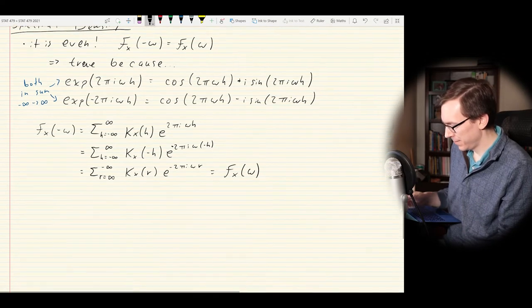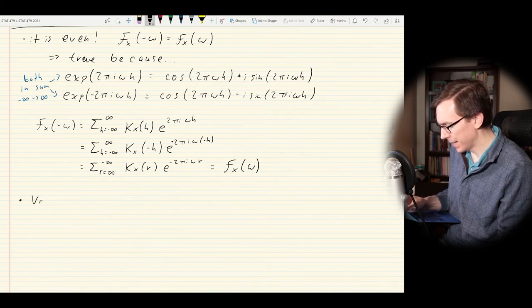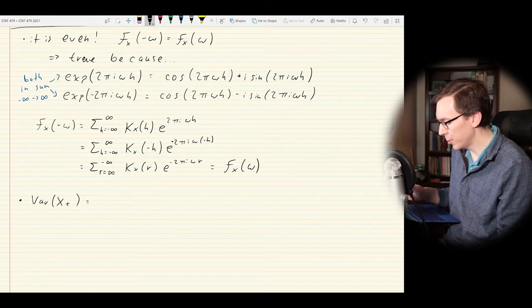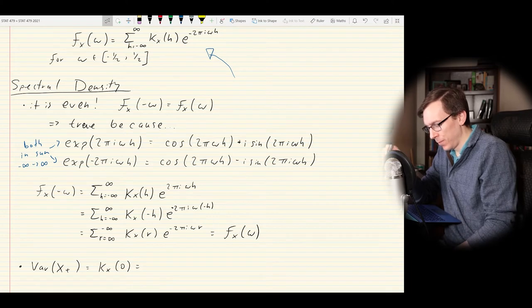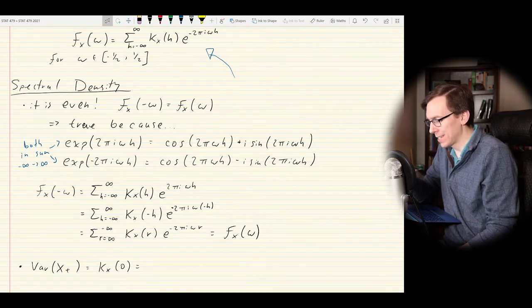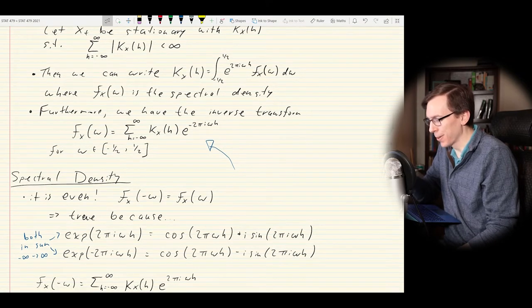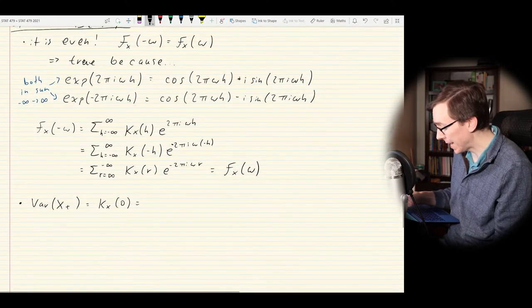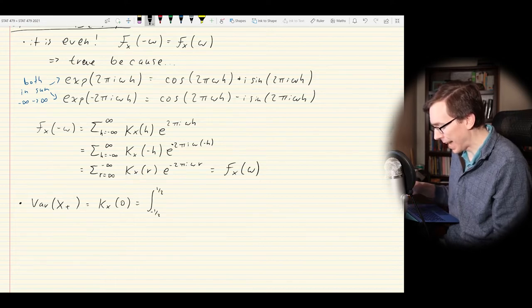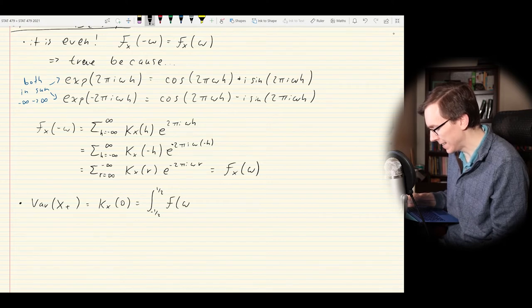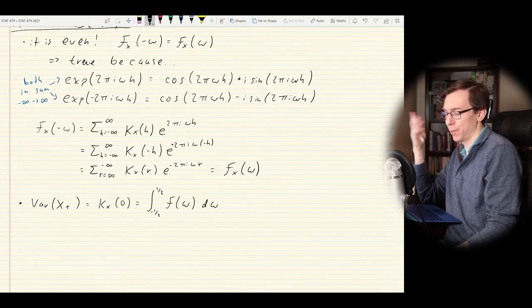Well, consider the fact that the variance of x_t is equal to what? It's equal to k_x at lag 0. And if we go back up to that summation that just fell off the top of the page, I want that integral, not the summation. What that means is that if I plug in a 0 here, then my e to the 2 pi i omega 0 just vanishes, it becomes a 1. And what we find out is that we can write the variance of a process as the integral from minus 1/2 to 1/2 of just the spectral density, integrated with respect to omega.